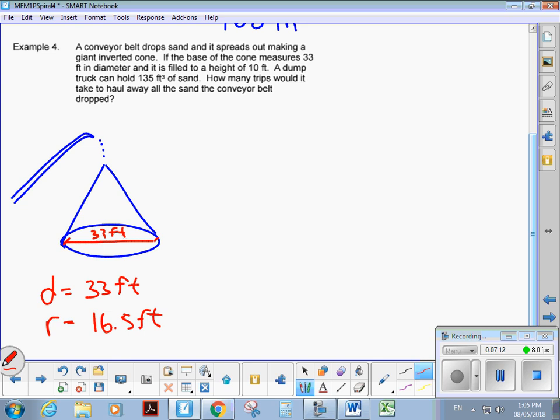It's filled to a height of 10 feet. So it's given us the height of the cone, 10 feet. And a truck can hold 135 cubic feet. How many trips? This is a two-part question, because first of all, we have to figure out how much sand is in the pile. So that's our first step. How much sand is there?